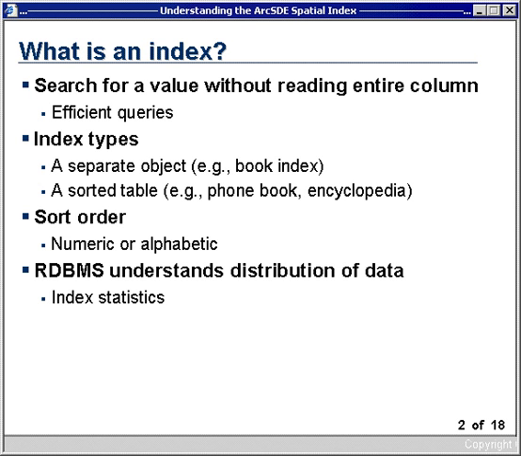We use an index so that we can search for a value in a table without having to read the entire column. So this allows us to perform queries much more efficiently. If we don't have indexes built against a table and we want to find matching values, we have to scan every value to make sure that we're not missing any.